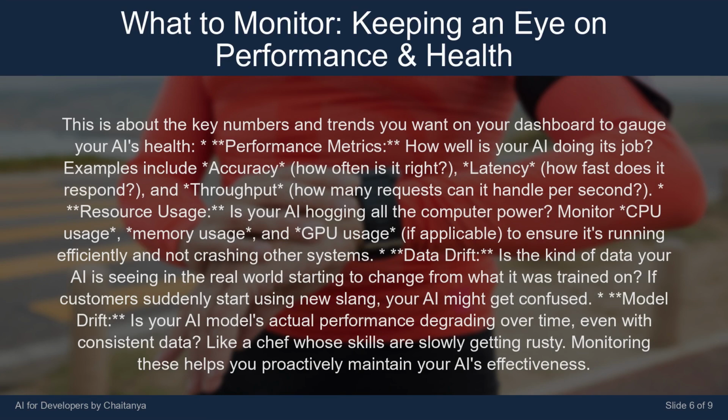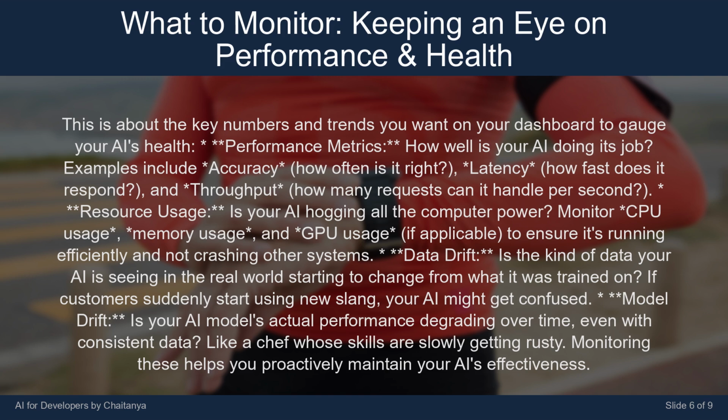This is about the key numbers and trends you want on your dashboard to gauge your AI's health. Performance metrics. How well is your AI doing its job? Examples include accuracy. How often is it right? Latency. How fast does it respond? And throughput. How many requests can it handle per second? Resource usage. Is your AI hogging all the computer power? Monitor CPU usage, memory usage, and GPU usage, if applicable, to ensure it's running efficiently and not crashing other systems.